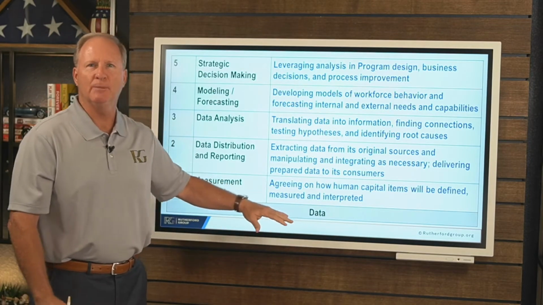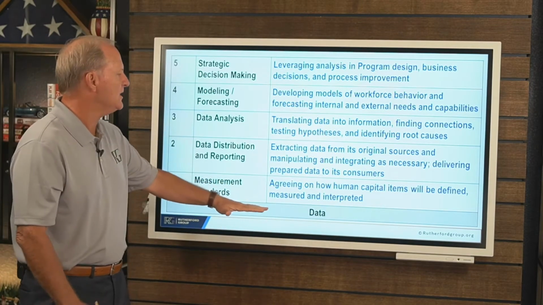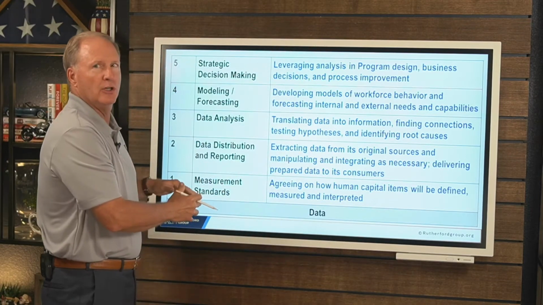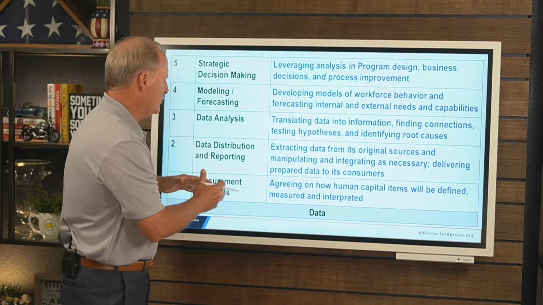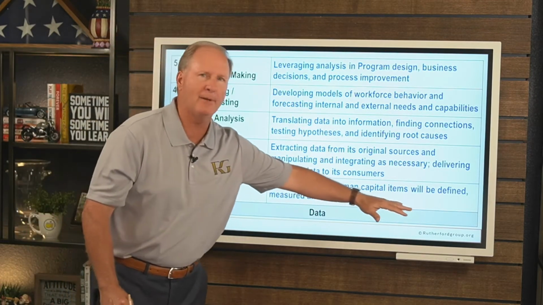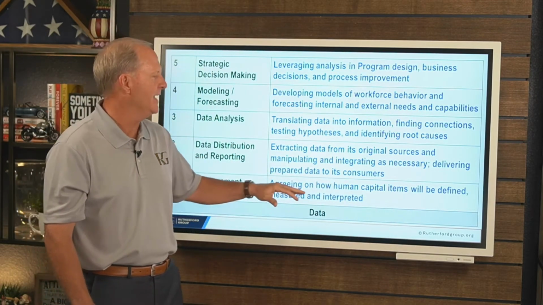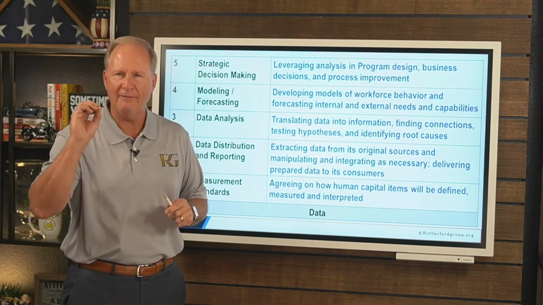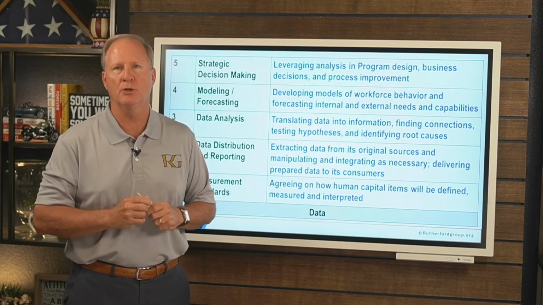As we move down here at the bottom, one of the things that we see is this all drives what we're looking for. The first thing we're going to do is take a look at measurement standards. We want to be able to agree on how human capital items will be defined, measured and interpreted. Probably the most important thing. We have to have one source of truth, so to speak.